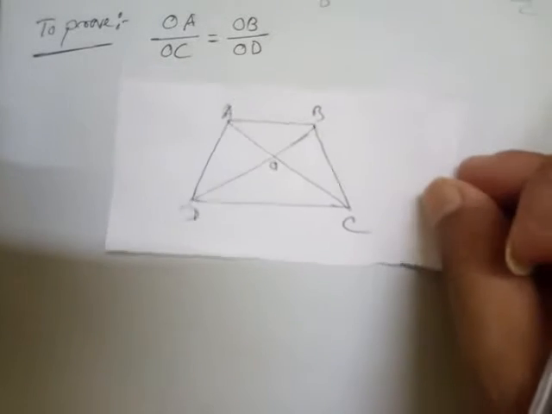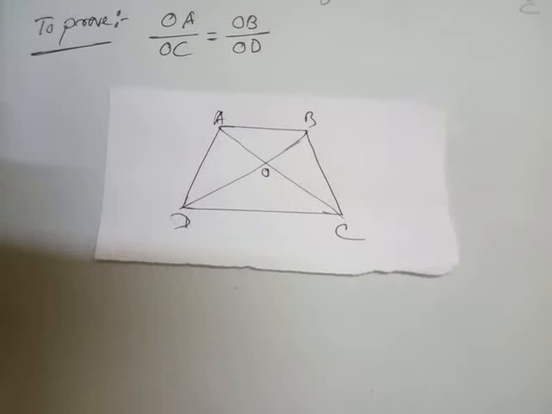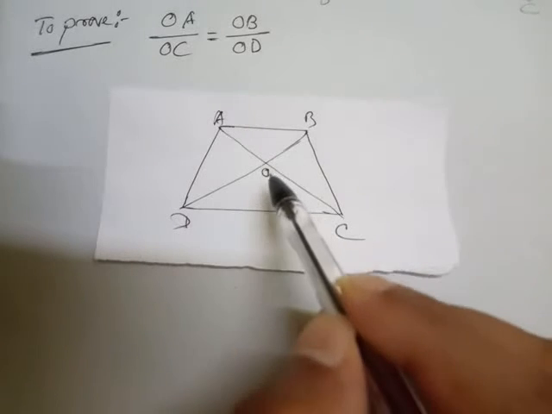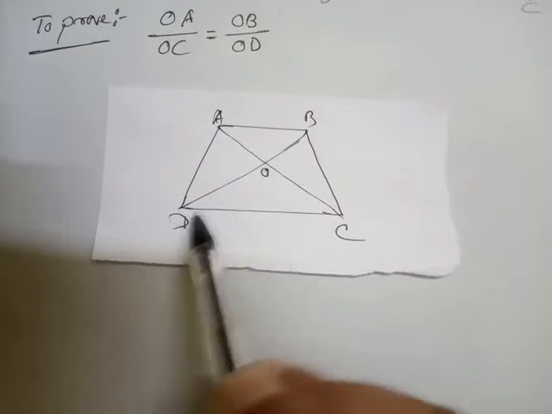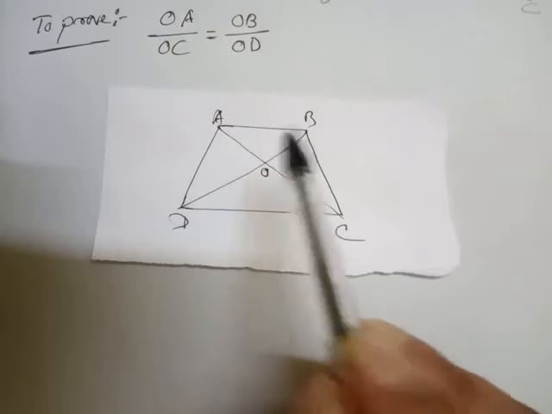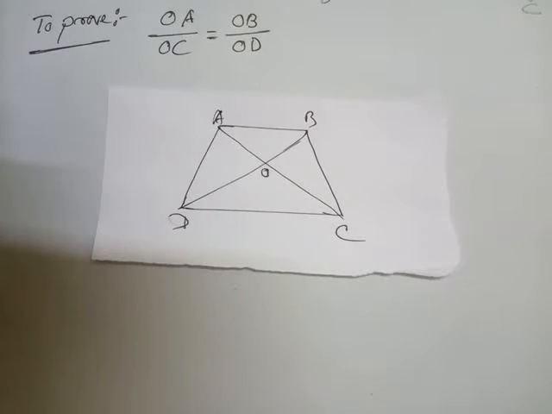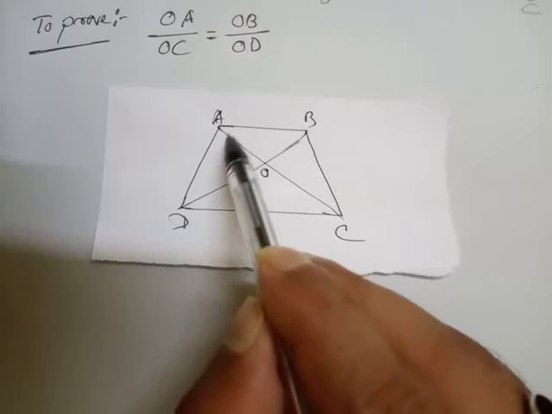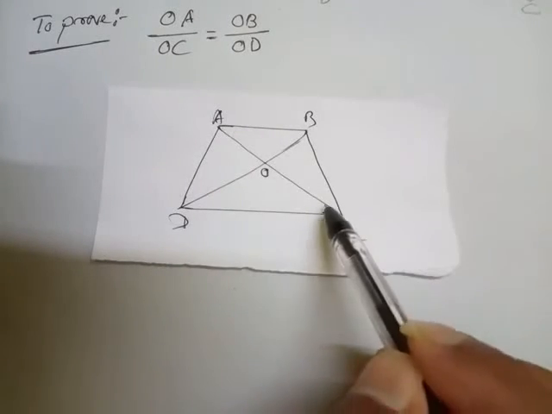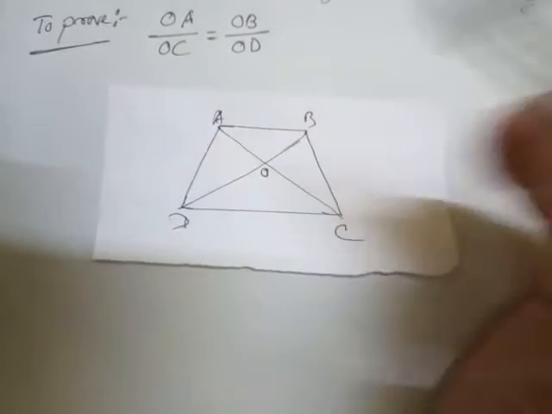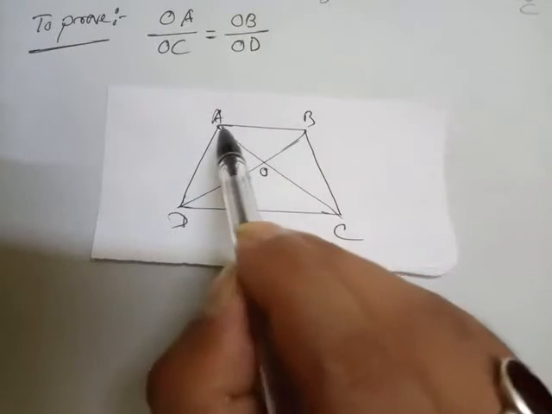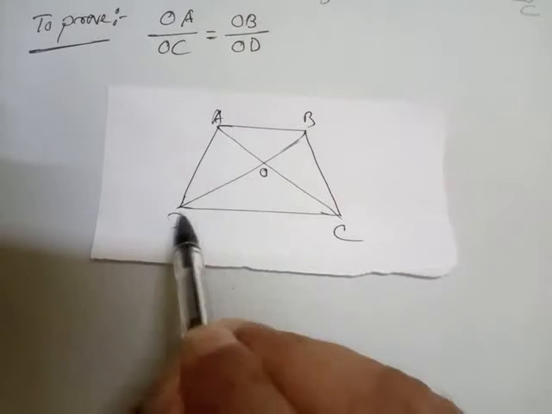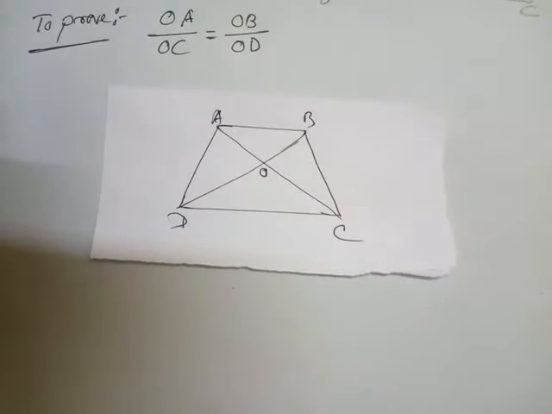Look student, I have drawn a small diagram here on a rough page. Triangle OAB means this triangle, and triangle OCD means this triangle. Angle OAB means this angle and angle OCD means this angle. These two are alternate interior angles. Similarly, angle OBA means this angle and angle ODC means this angle. These are also alternate interior angles.